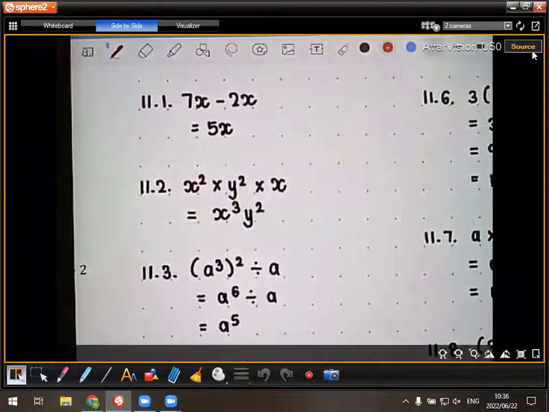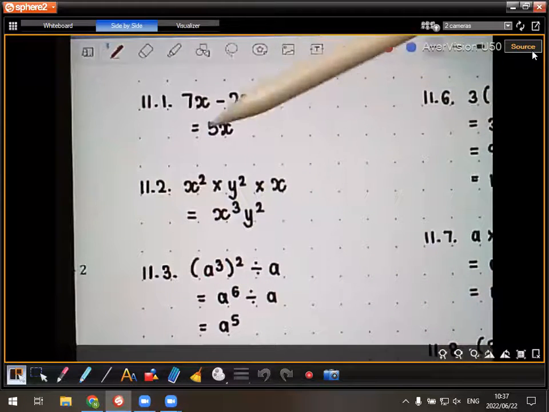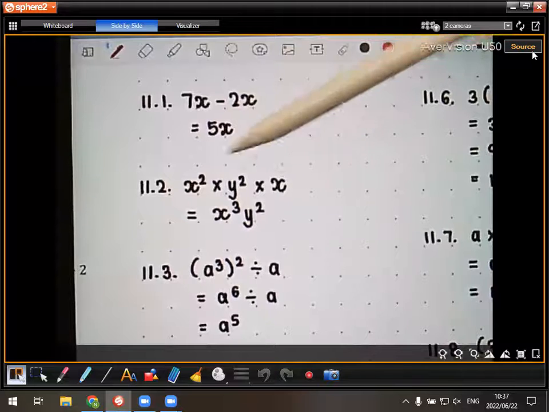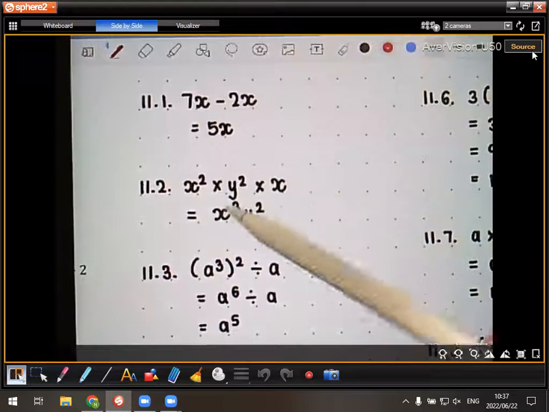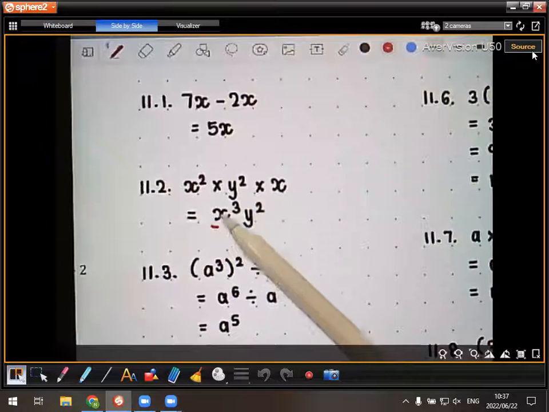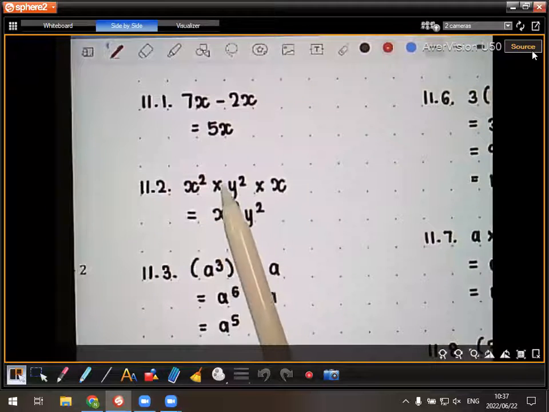All right, so 11.1, 7x minus 2x, they are like terms, right? They're both x terms. So 7 minus 2 is 5. The answer there is just 5x. So 11.2, now we are multiplying, guys. Remember when you're multiplying, you add the exponents. We have two x's and then another x, multiplying them together, so that is 3 altogether. So we write x to the 3, and then we had a y squared, so we need to write all of that.